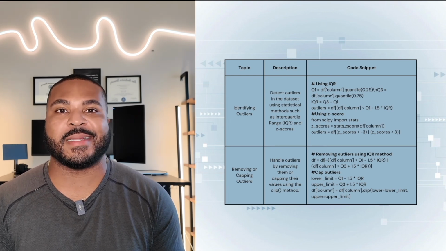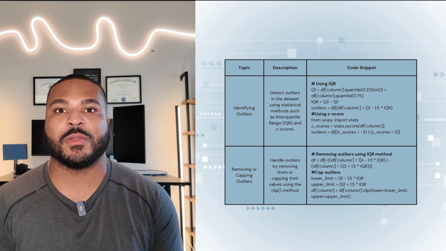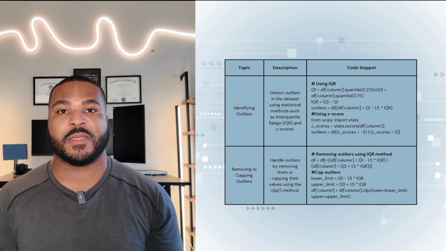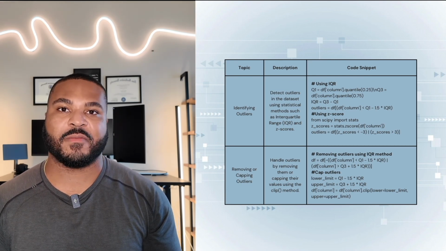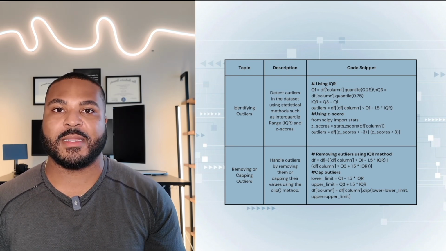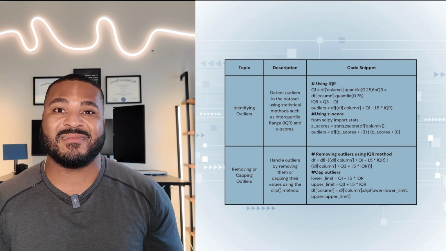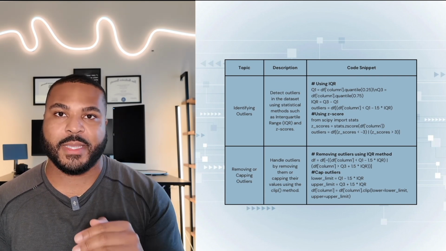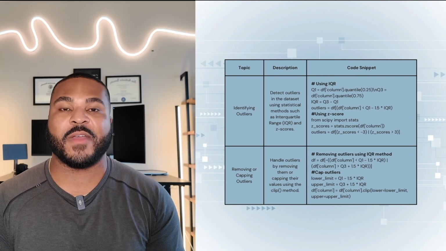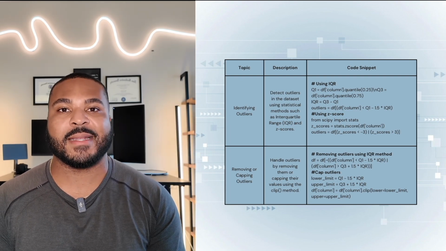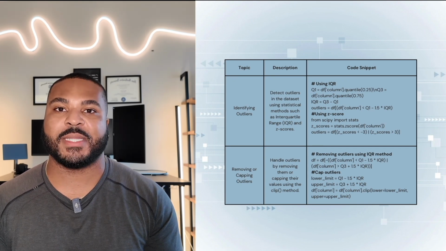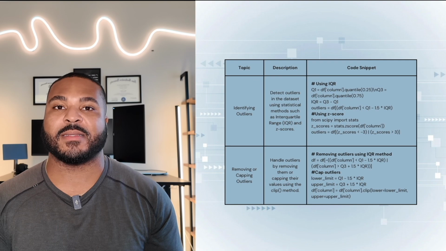To remove outliers identified using the IQR method, as shown in the code snippet, this code filters out the rows that contain outliers. Alternatively, you can cap outliers by setting their values to the limits defined by the IQR method. The clip method is used for this purpose. This method sets the values below the lower limit to the lower limit and values above the upper limit to the upper limit. By identifying outliers using statistical methods and deciding whether to remove or cap them, you can maintain the integrity of your data and improve the accuracy of your analysis.